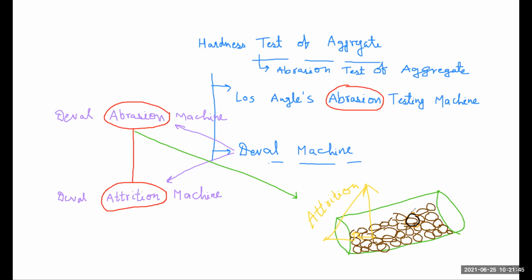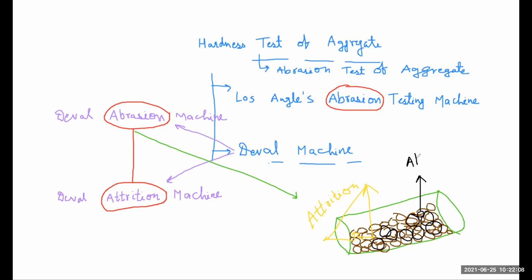So if we put a steel ball here, generally 8, 6, 8 or 12 steel balls will be put in this machine. So here we put our steel balls. If there is rubbing, or wear and tear, between a steel ball and aggregate, then it is known as abrasion.